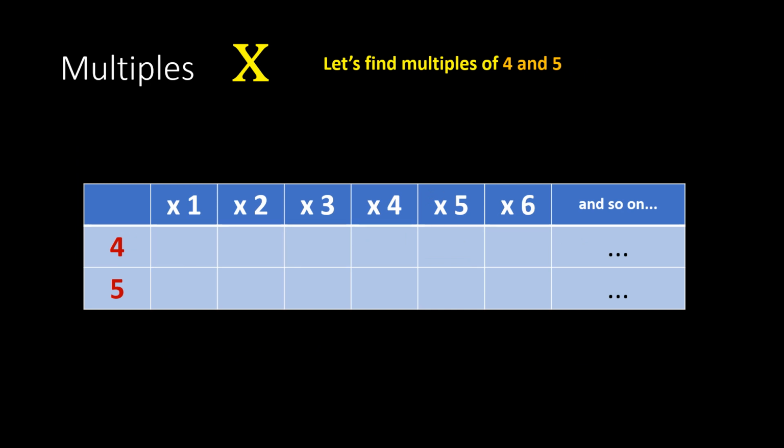For practice, let's find multiples of 4 and 5. So we have 1 times 4, 2 times 4, 3 times 4, 4 times 4, 5 times 4, and 6 times 4. And this goes on and on and on. Let's try 5. 1 times 5, 5 times 2, 5 times 3, 5 times 4, 5 times 5, and 5 times 6, and it goes on.